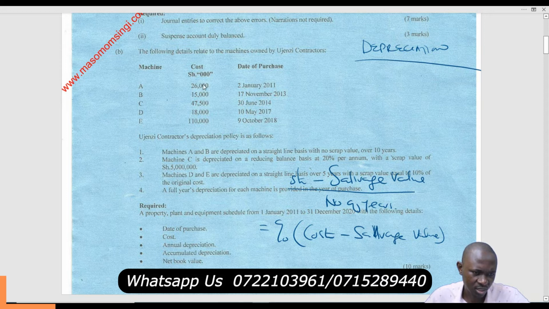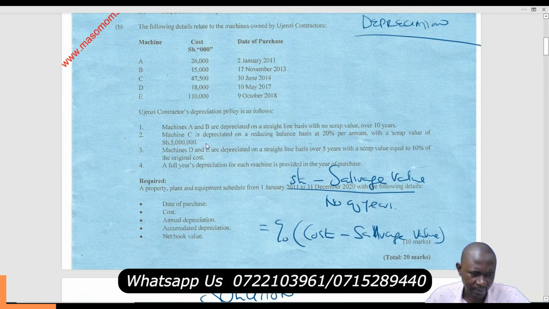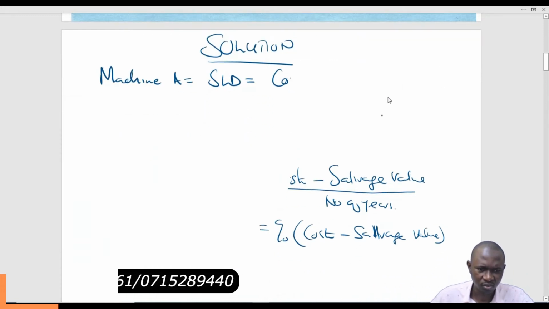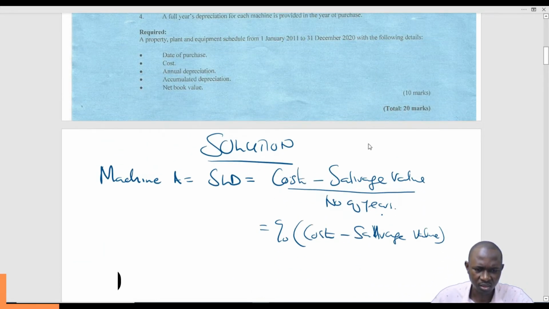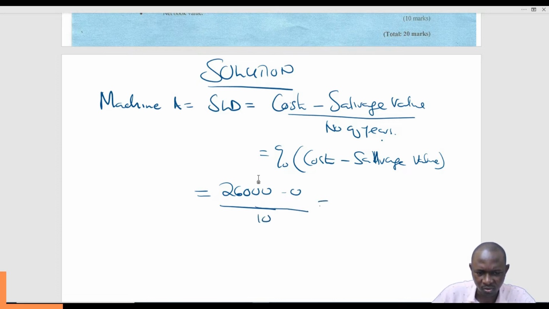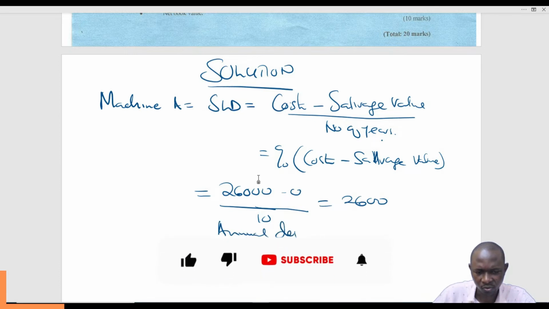Let's just work with thousands. 26,000, and it has no scrap value, and it has a useful life of 10 years. So this one is quite straightforward. For machine A, you simply take our cost of 26,000 minus 0 salvage value, over the number of years in useful life, that is 10 years. So every year, annual depreciation for its entire useful life will be 2,600.